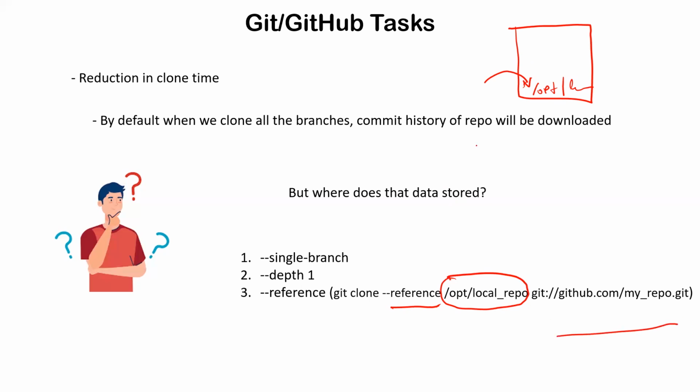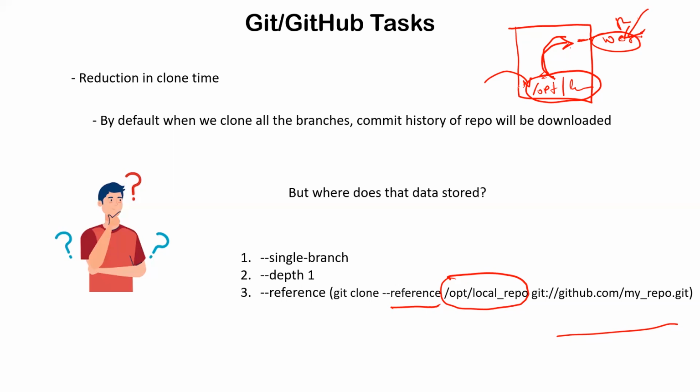Now what will happen is, first it will copy all the objects in the directory which has already been cloned onto the cloning repository. Let's assume the pipeline is running; it will clone the code onto some workspace directory in Jenkins, right? So all the objects from this local directory will be copied onto the workspace directory. Then it will check, is there any update in the remote repository? If any objects are not there in the local repository, only those remote updates it will take from the remote repository. That is how it works.